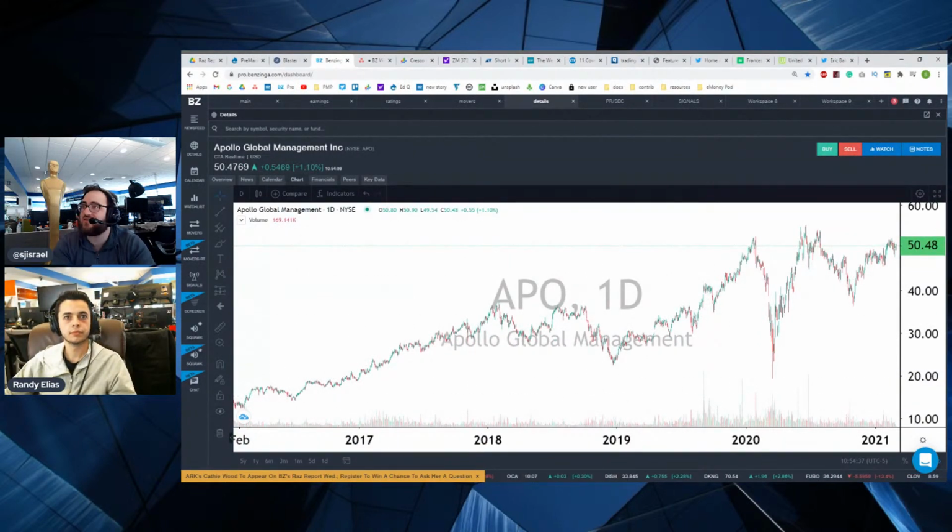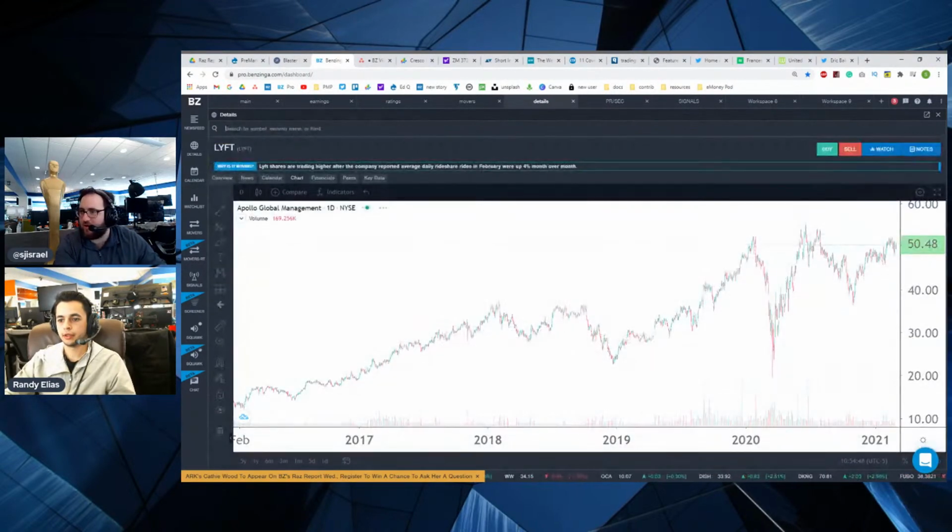Private equity, stodgy. All right. We got a couple minutes left. Randy, was there anything else on your radar, or was that pretty much the extent? I have Lyft on my radar. Lyft. I haven't looked at Lyft for a hot minute. What's going on with Lyft?